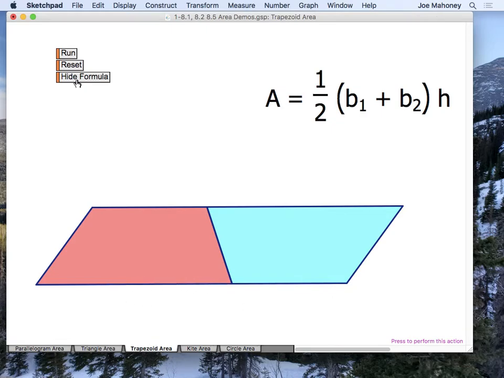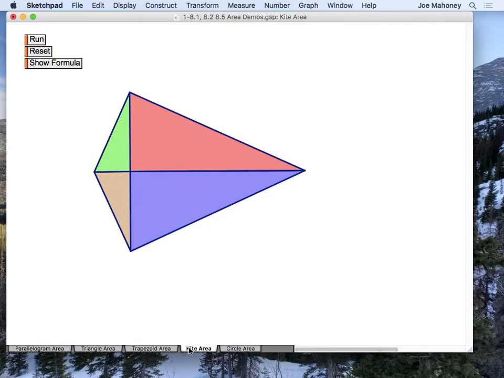But wait, there's more. Let's talk about the area of a kite. I see a whole bunch of right triangles in there, so I can do a couple things there maybe. So what I like to do is I like to think of this segment right here as being diagonal number 1. And then the other diagonal, the one that we'll do maybe in green, that's diagonal number 2. So I got diagonal number 1, I got diagonal number 2.